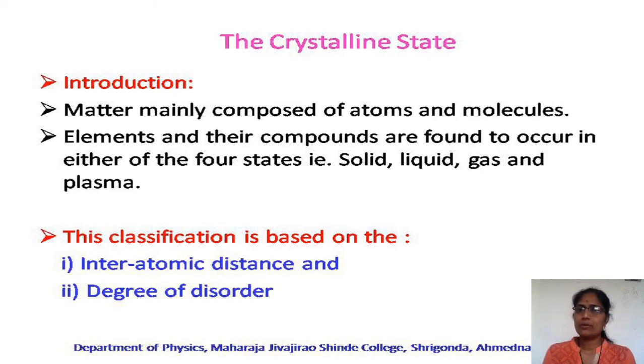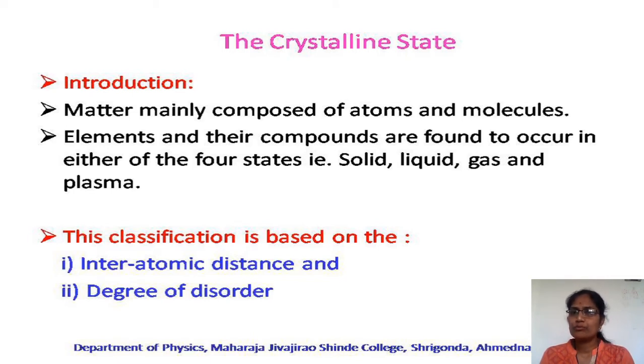Let's start with solid. In case of solid, the interatomic distance, that is the distance between two atoms, is very less. As we move from solid, liquid, gas and plasma, this interatomic distance starts to increase. It means that as we move from solid to plasma, interatomic distance goes on increasing. As the interatomic distance goes on increasing, the degree of disorder also starts to increase. Let's see how. In case of solids, there is regular periodic arrangement of atoms because the atoms are tightly bound.